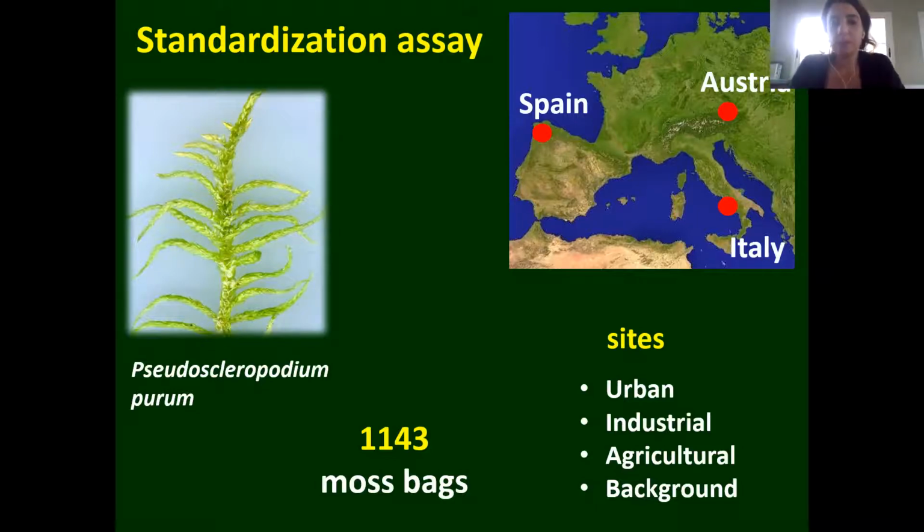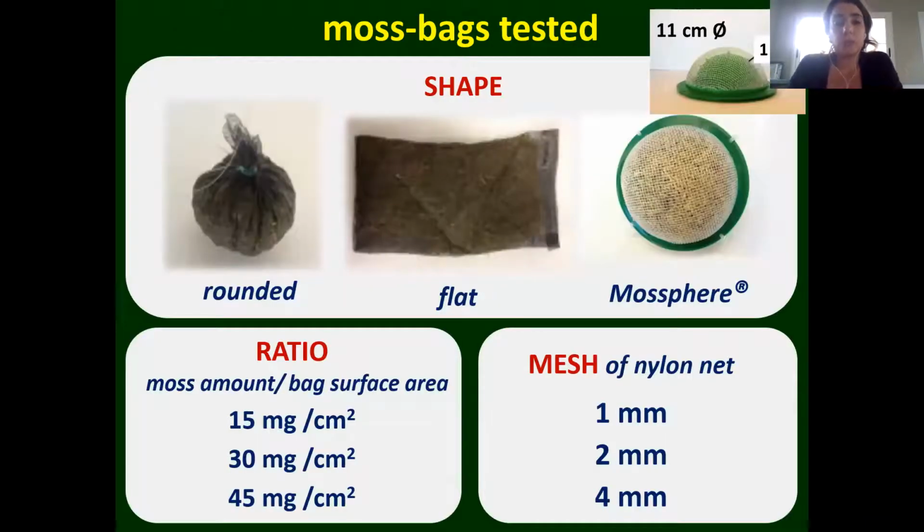We exposed the bags in several types of sites, so urban, industrial, agricultural, and background sites. We used three different types of moss bags. The rounded is the traditional one. Another one that was used several years ago, the flat style. And another one is the Mosphere. Within the project, we realized this new system.